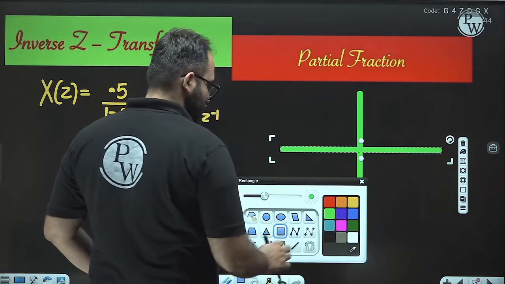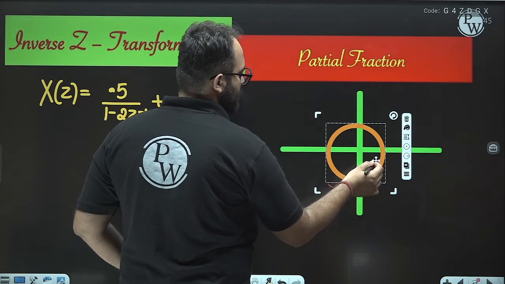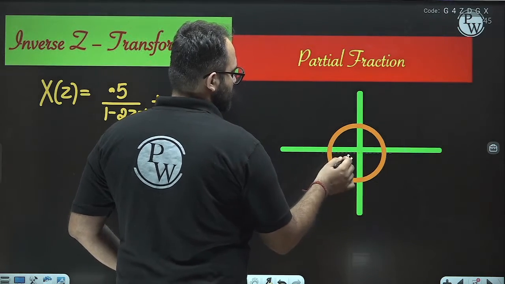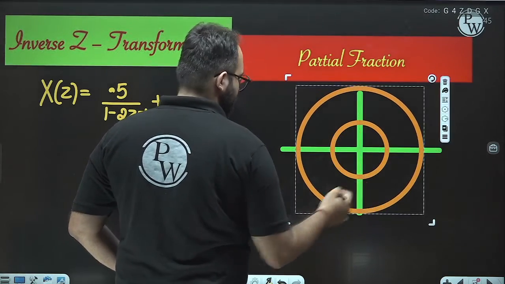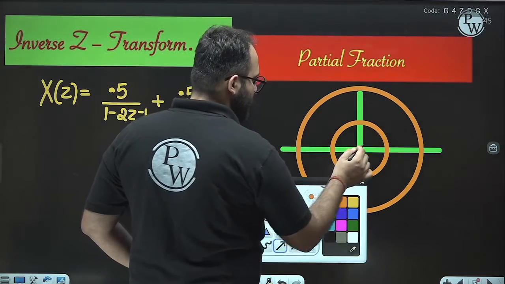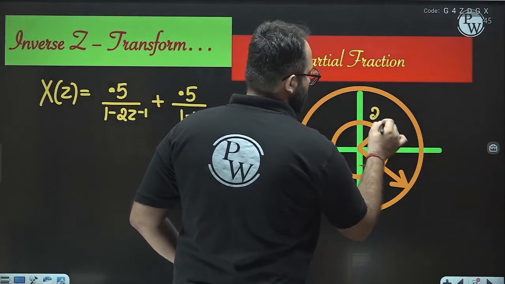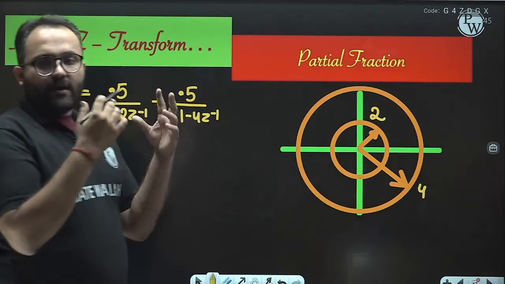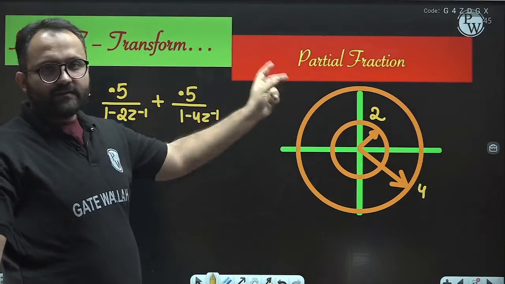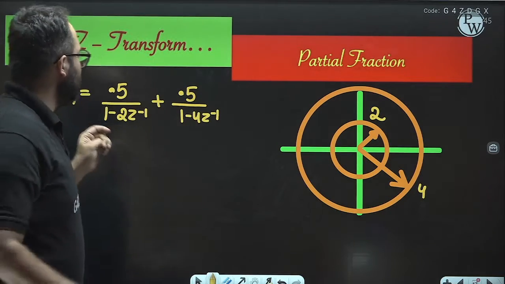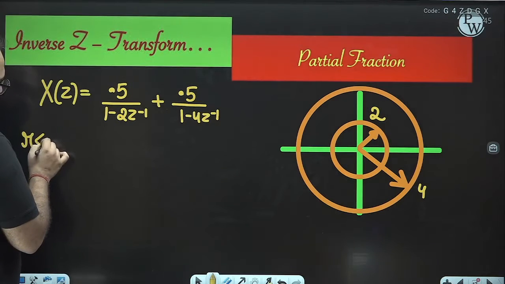Okay, one at 2 and one at 4. So this is what we have got. So we have two poles. So we create two circles of radius 2 and radius 4. Now we can see we have three regions. One is r less than 2.